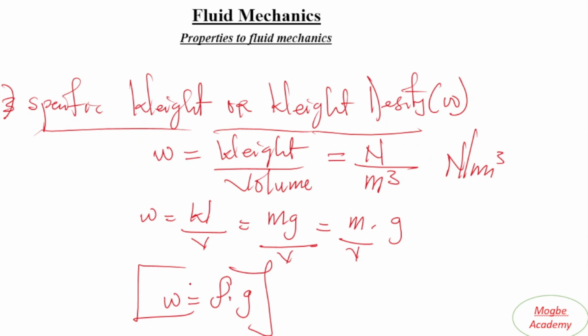This is another formula for you to use to calculate your specific weight or weight density. I'm showing you this new formula for a case where you are given density and acceleration due to gravity, which we know to be 9.81. If we know acceleration due to gravity to be 9.81 and we have density, we can still use this formula to calculate our specific weight. Am I communicating?